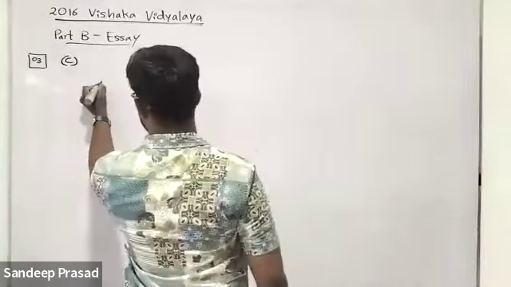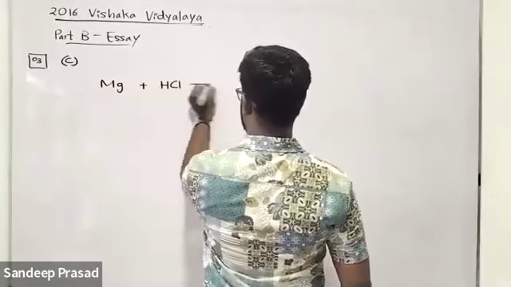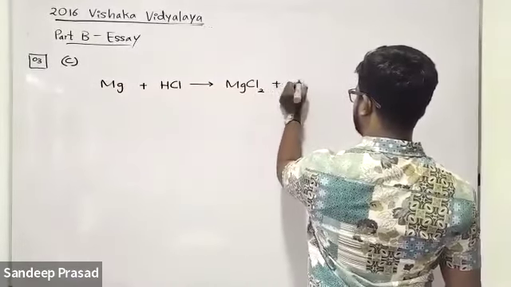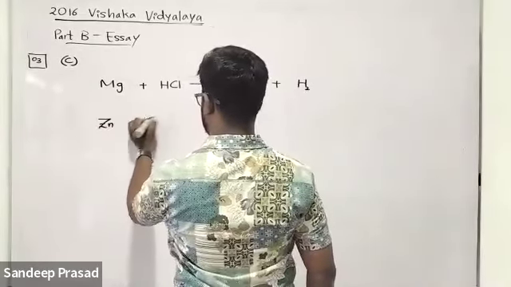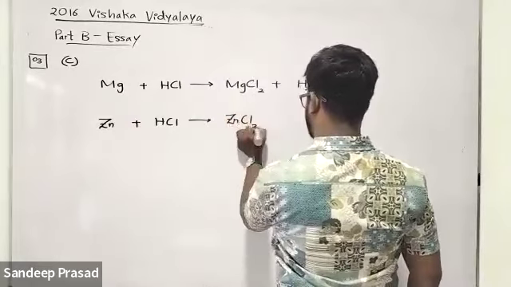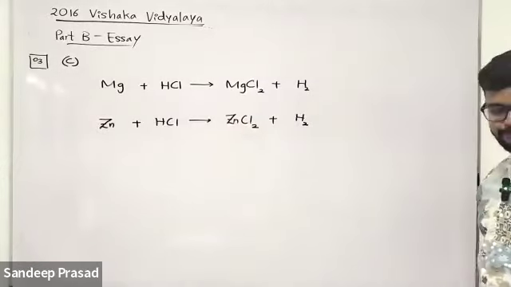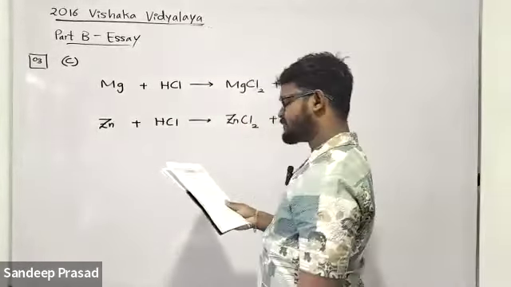Then magnesium and zinc both are reacting with HCl. Magnesium reacting with HCl to produce magnesium chloride and hydrogen. Zinc reacting with HCl to produce zinc chloride and hydrogen in this way. So they're asking, what is the mass percentage of zinc?